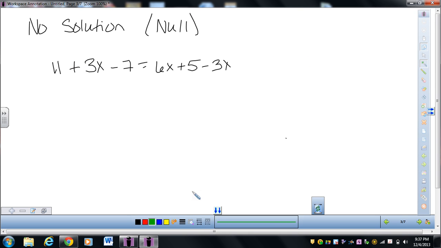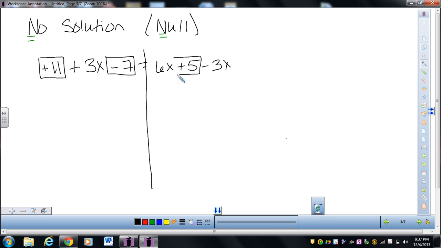Okay, then I can go to no solution or the null set like we talked about earlier. Remember the N for no and N for null. And we're going to do this the same way that we would do any other equation, and we're going to go ahead and box our numbers that do not have variables. Box that. We'll box the 7 with its negative sign. We'll box the 5 with the positive sign. And then we can circle the ones with the variables.